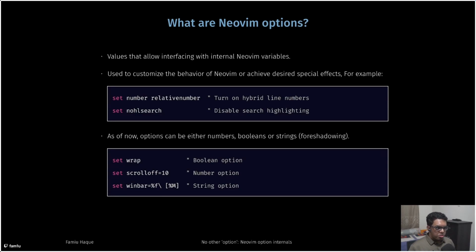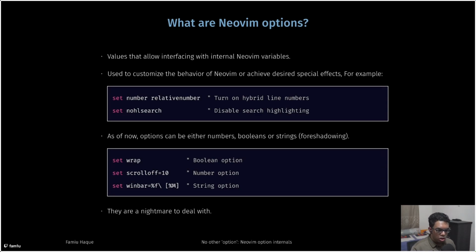As of right now, options can be either numbers, booleans, or strings. This is foreshadowing, by the way, for the future of the talk. So remember this. We have three examples right here. It's like set wrap, this is a boolean option. This is set scroll off, this is a number option. And this is set winbar, this is a string option. So we have the three option types displayed here.